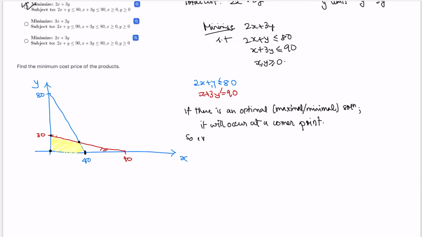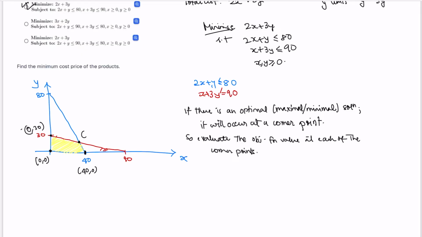So whenever we have a problem like this, what we have to do is first plot the convex region, find the corner points, and then evaluate the objective function. What is the objective function here? 2x plus 3y. So evaluate the objective function at each of the corner points. From those, whichever will be maximum or minimum will be chosen. In this case, we are asked for the minimum cost price. Again, this cost price is a very dicey term.